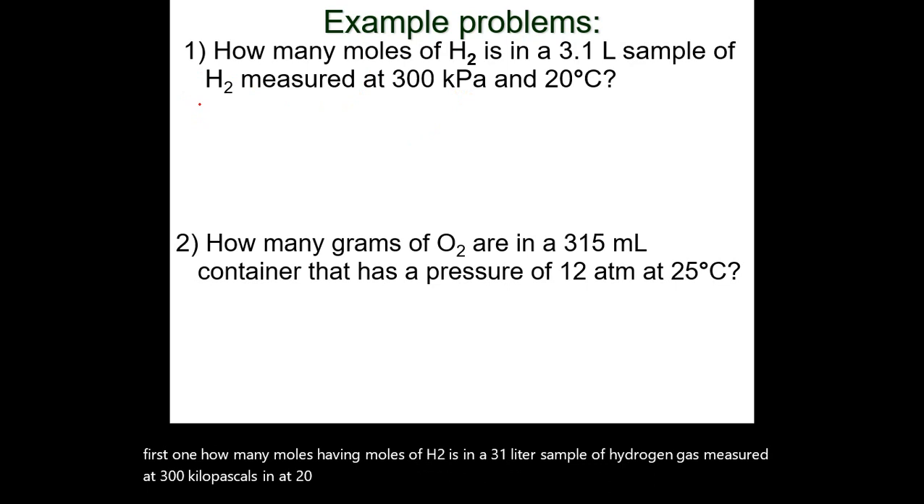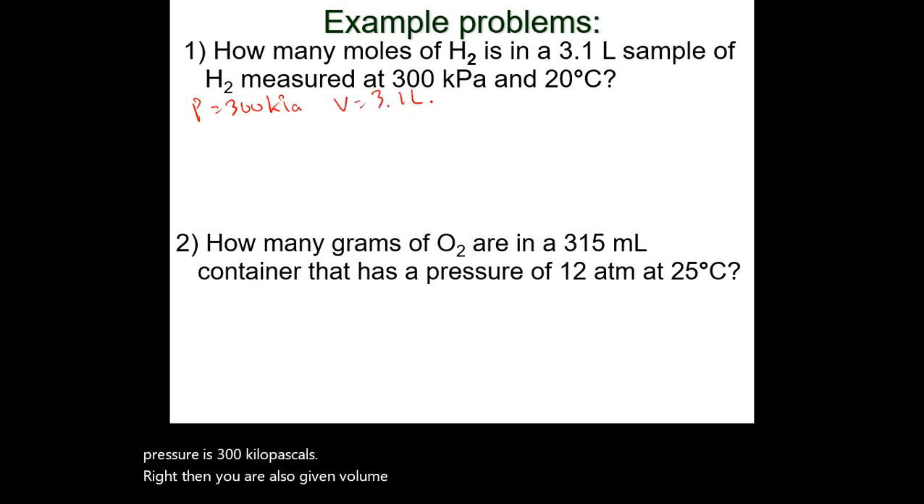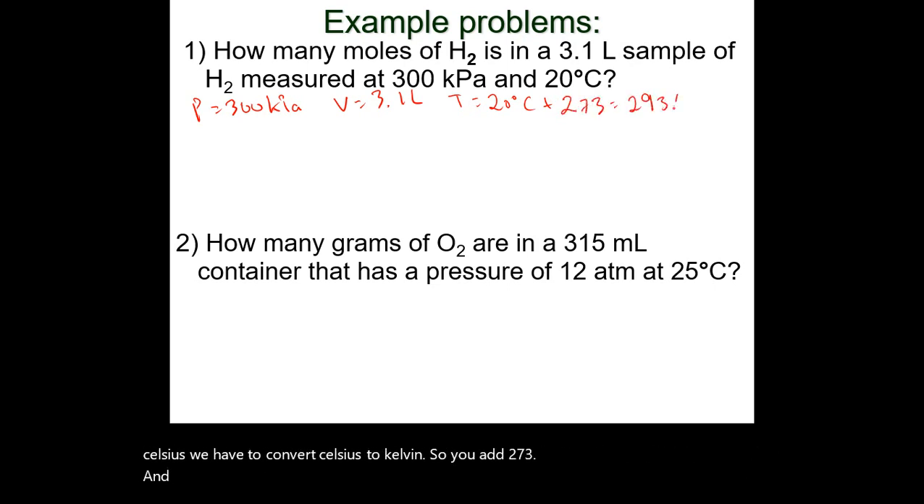So it helps to write down what you're given. So pressure is 300 kilopascals. Right, then you are also given volume 3.1 liters. Temperature is given to you in 20 degrees Celsius. We have to convert Celsius to Kelvin, so you add 273, and we get 293 Kelvin. Right, we're going to use the ideal gas law.